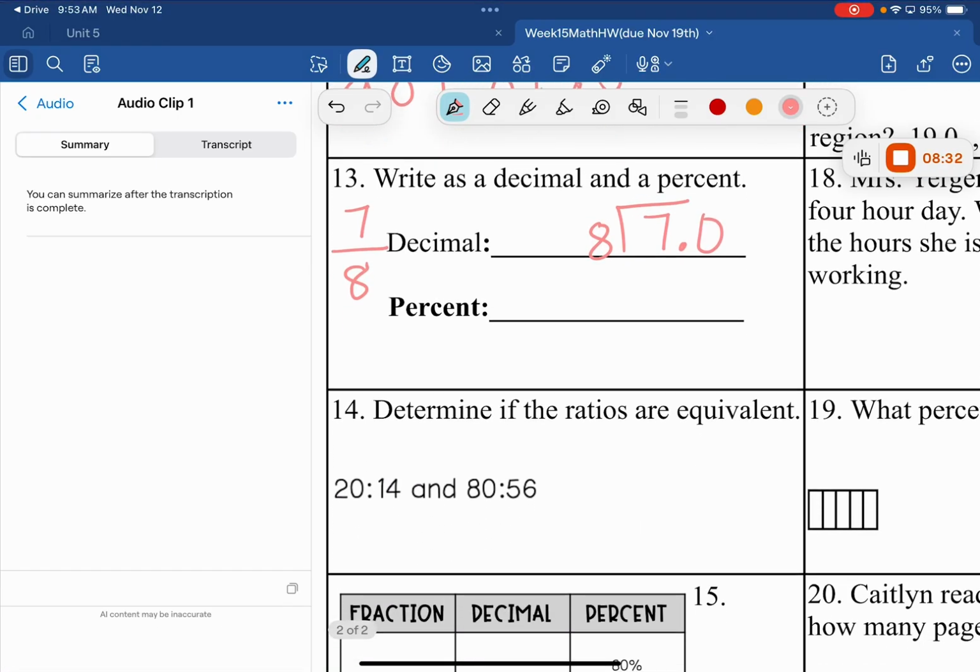Determine if these ratios are equivalent. I would set them up in the fraction format. And then just figure out, is there a scale factor? And is the scale factor the same? The scale factor has to be the same for it to be equivalent.